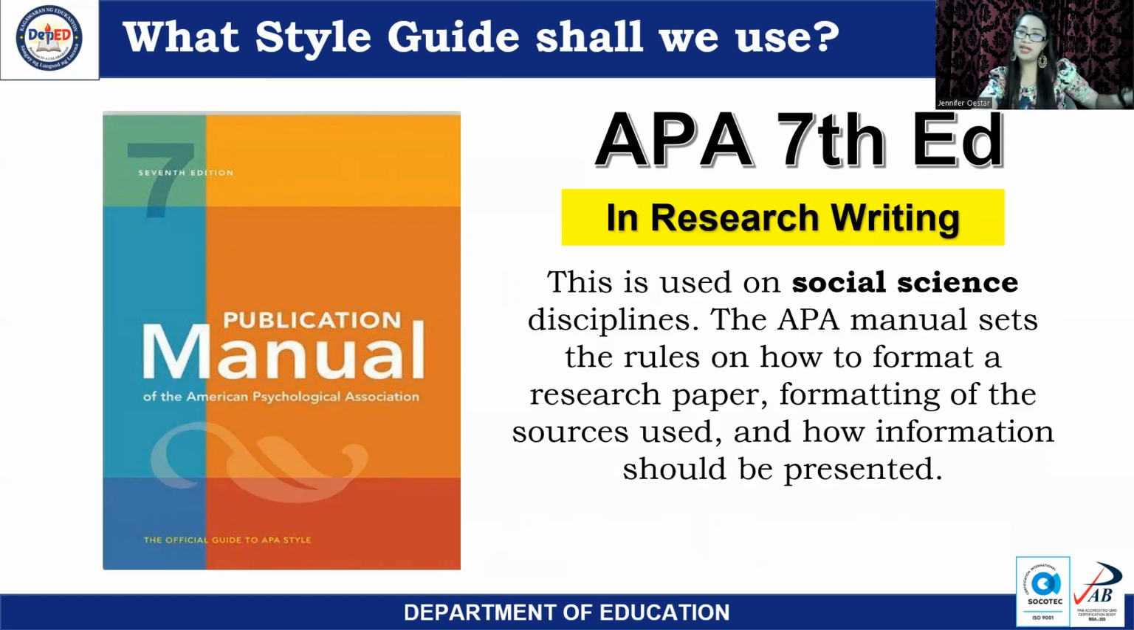Okay. So in research writing, this is used in social sciences disciplines. The APA manual sets the rules on how to format a research paper, formatting of the sources used, and how information should be presented. So this will be our guide for editing and formatting.